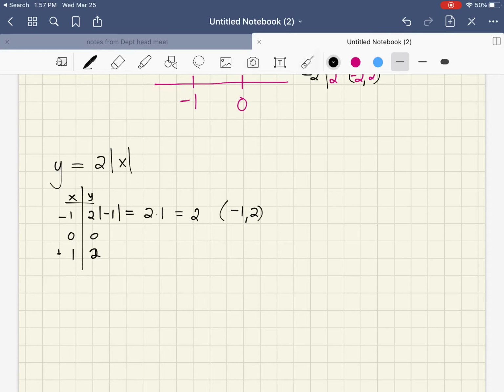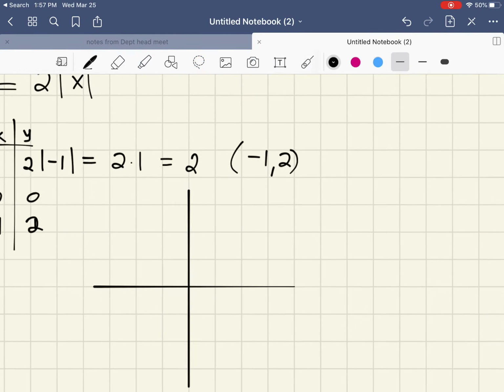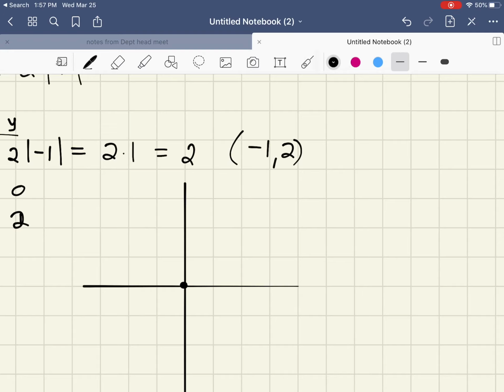So what I have is a very similar graph, except it ends up being a little steeper. So I have 0, 0, I have 1, 2, I have -1, 2, and I get a steeper V.